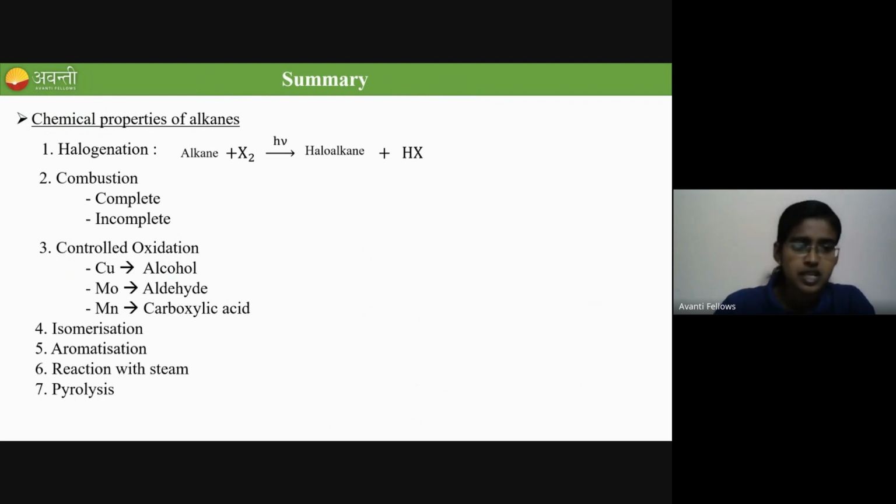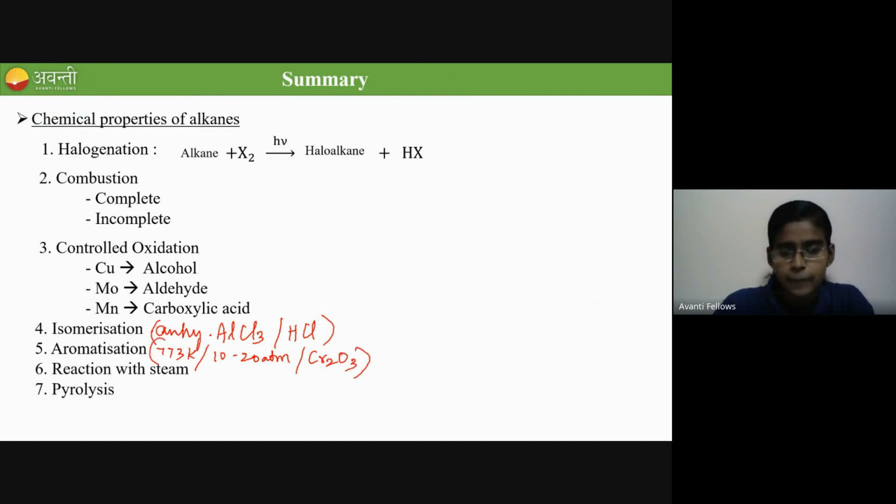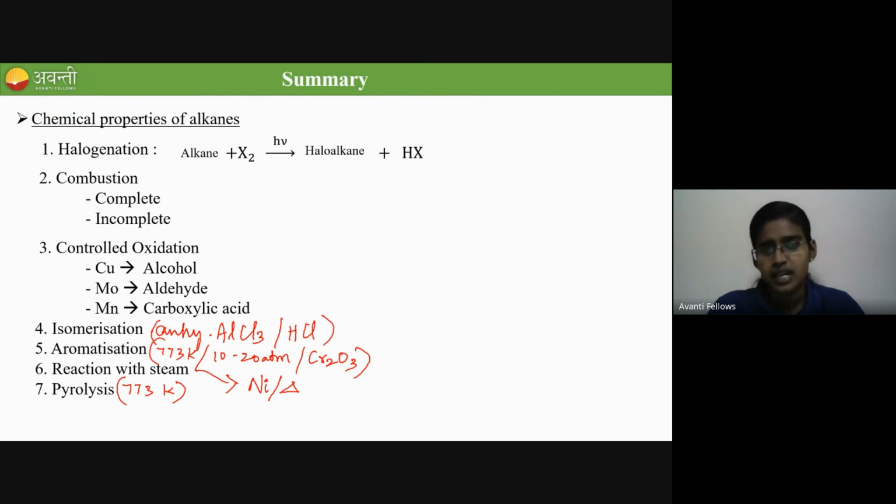And the fourth reaction is isomerization. For isomerization, we used anhydrous AlCl3 and HCl as the reagent. And for aromatization, 773 Kelvin with 10 to 20 atmospheric pressure and one of chromium oxide or molybdenum oxide as the catalyst. Then for reaction with steam, we used nickel metal as the catalyst and strong heating. And for pyrolysis, just heat the alkane to 773 Kelvin. That's all. So this is about the 7 chemical reactions of alkanes. With this, the alkanes topic of this lesson is getting over.